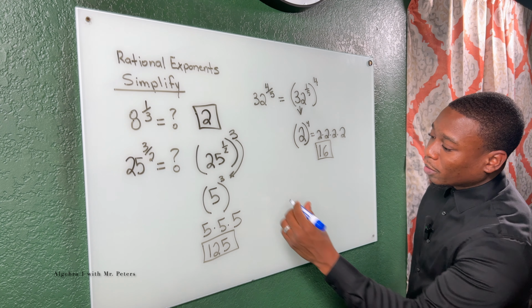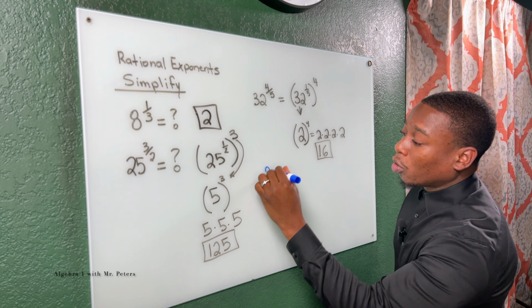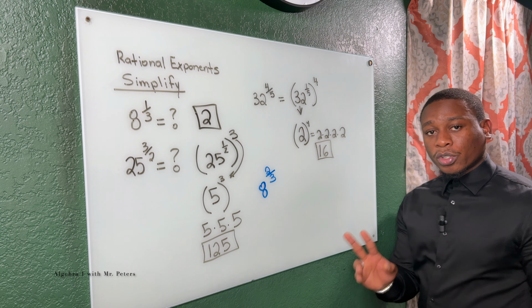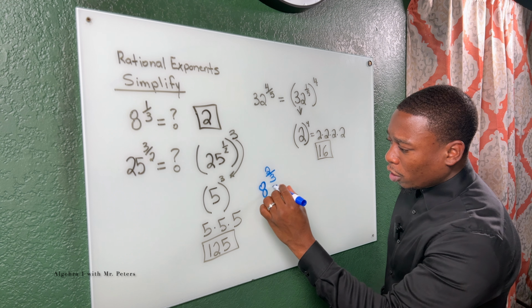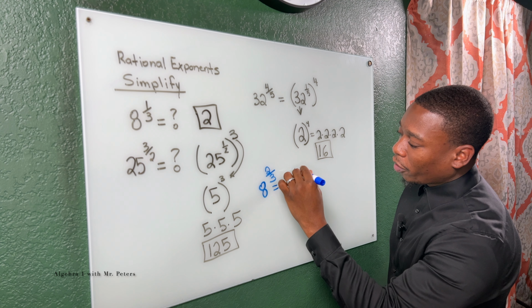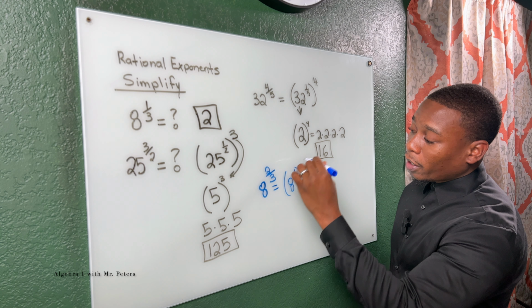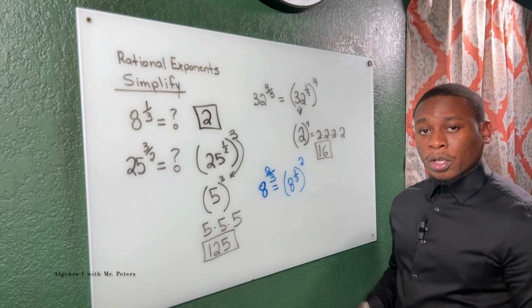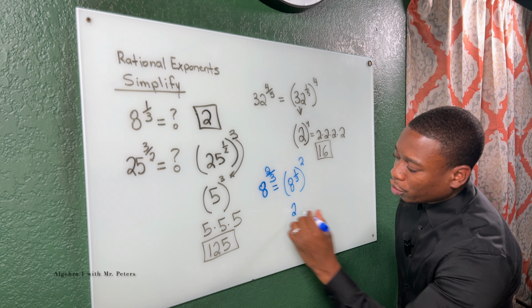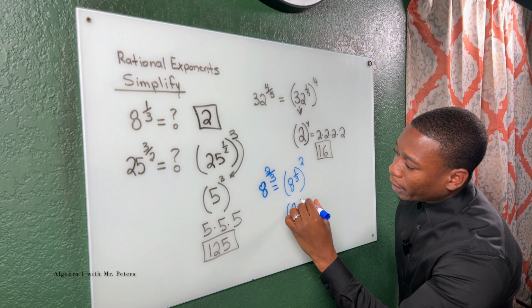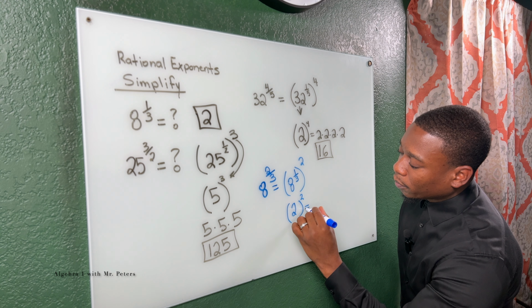So let's say you had something like this. We have 8 to the 2/3 power. So these are the two ways we could solve. The first method is what we've been doing. So I'm going to take 8. I'm going to figure out what is its cube root. That's the 1/3. And then I'm going to take that and square it. So we already know from this first example, the cube root of 8 is 2. Once we bring down that outside exponent, 2 squared is going to give me 4.